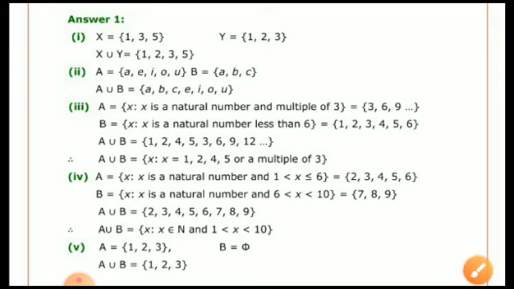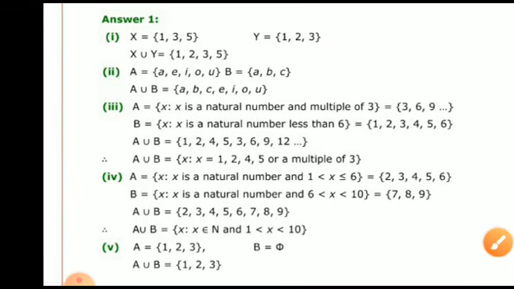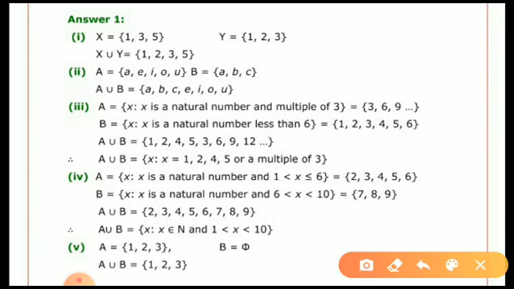Next, A is the set of all vowels, that is A, E, I, O, U, and B is the set A, B and C. So what will be my union? A union B will be {A, B, C, E, I, O, U}. The repeated elements should be written only once.